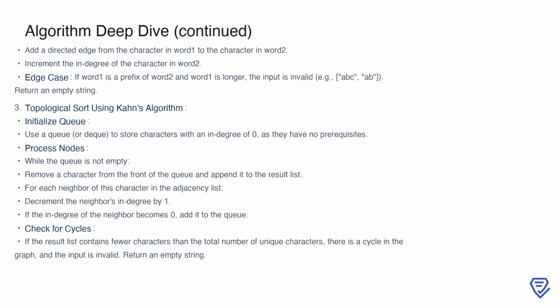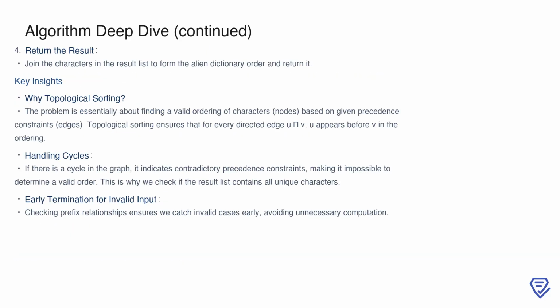If any neighbor's in-degree becomes 0, it is added to the queue for processing. The topological sort continues until the queue is empty. At this point, we need to check for cycles in the graph. If the result list contains fewer characters than the total number of unique characters, it means some nodes were not processed due to a cycle. This indicates contradictory constraints in the input, making it impossible to determine a valid character order. In such a case, we return an empty string.